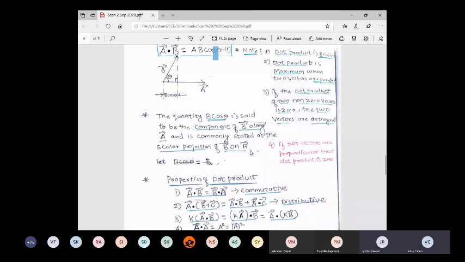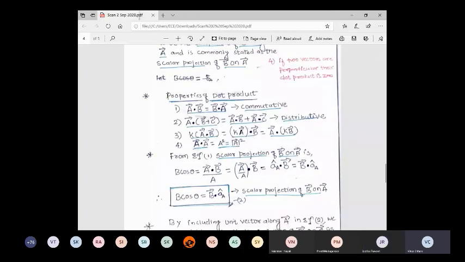I'll continue. Next, the properties of the dot product. It's very important. We say that the dot product is commutative, that is, A dot B is equal to B dot A. Next, the dot product is distributive over addition, that is, A dot (B plus C) is equal to A dot B plus A dot C.